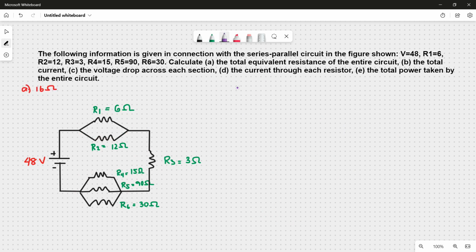For B, we are asked to find the total current. So we'll use the formula I is equal to V over R. That's 48 divided by 16, and so we'll get 3 amps.